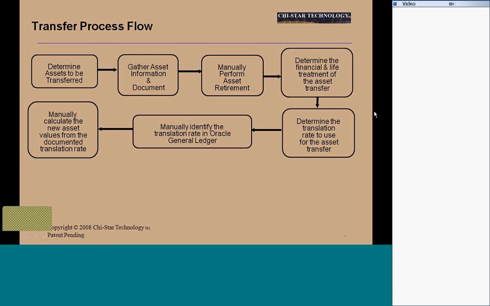Once that translation value is received, someone would need to manually go in and revalue those assets that are being transferred. So recalculate the cost, year-to-date, and accumulated depreciation for each of the assets. Once that has been done, the people receiving the asset will need to manually key in this information into their addition screen. One of three ways they can add the asset is through quick additions, the detail additions, or they could upload it through the spreadsheet using Web API.